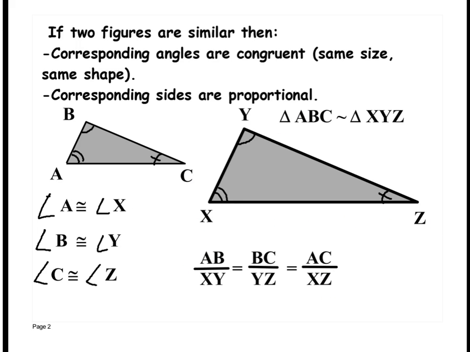This symbol right here just shows you that triangle ABC is similar to triangle XYZ. That little sign right there means similar to, that's what it means. All right? So these are similar triangles. Okay? Same angle measures, but the sides are different. They're just proportional. All right?